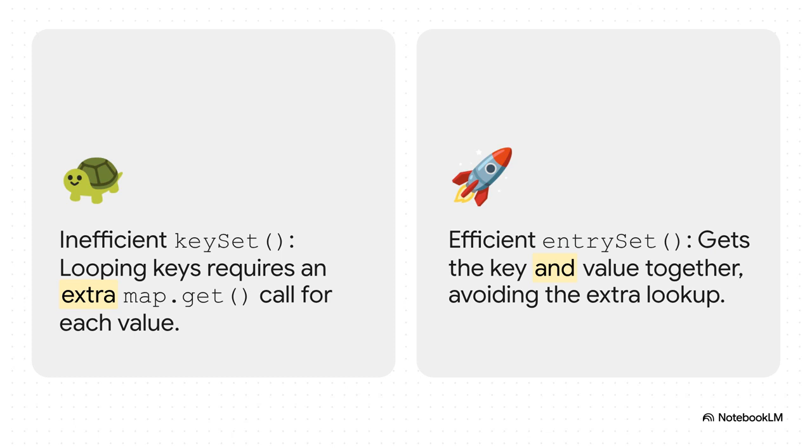And here is one last pro tip, and it's a big one for map iteration. On the left is what a lot of people do. They get the key set, loop through all the keys, and then for each key, they call map.get(key) to fetch the value. But think about it. That get call is an extra lookup operation inside every single iteration. The much more efficient way is on the right. Use entry set. This gives you a single entry object on each pass that already has both the key and the value bundled together. No extra lookup needed.